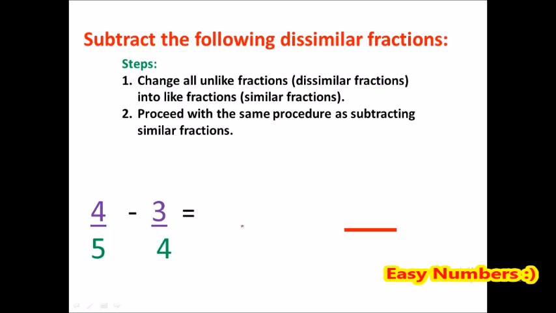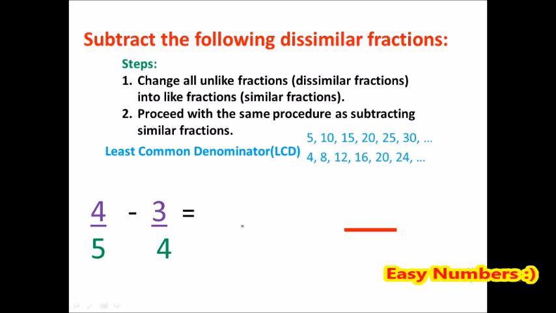Another example is 4/5 minus 3/4. So let us again find the LCD, or the least common denominator. For 5, we have 5, 10, 15, 20, and so on. And then for 4, 8, 12, 16, 20, 24, and so on. And the least common multiple is 20. So therefore, our LCD is 20.